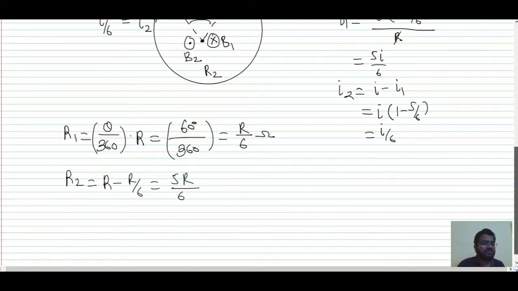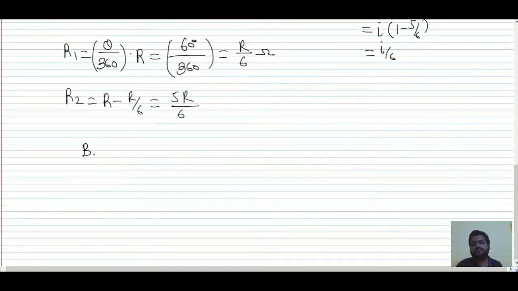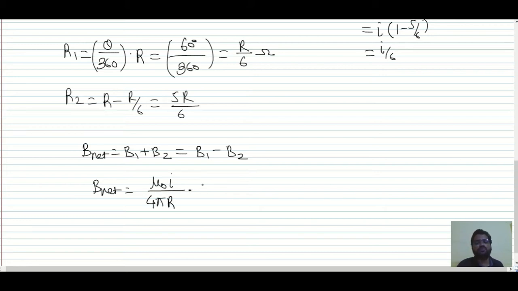Okay. Now what is B1 magnitude? B net is B1 plus B2. As the direction is opposite, we can write B1 minus B2. This negative sign indicates what? If one is positive, the other one must be negative. Okay, so B net is equal to, what is the magnetic field due to a circular arc? The formula is mu naught I divided by 4 pi R, R is the radius, into theta, minus mu naught I dash divided by 4 pi R dash into theta dash.